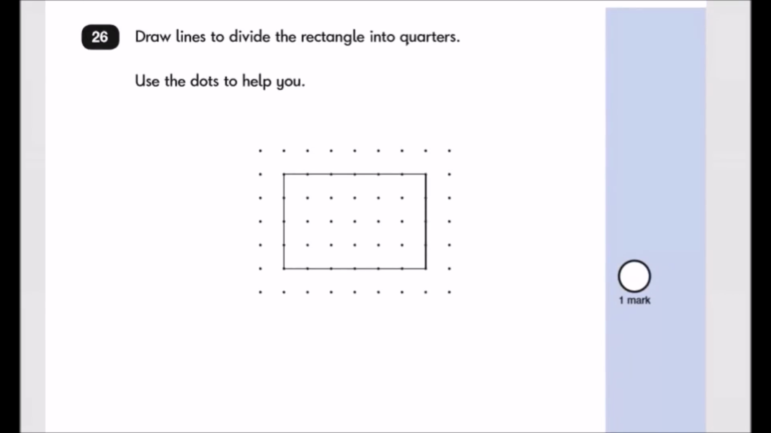Next one, 26. Draw lines to divide the rectangle into quarters. Okay, let's have a go. So how to do this in quarters? Well, you can pick any way. You can do it diagonally, you can do a cross. So it says draw lines in any way. I would look carefully and do it exactly halfway. So make sure you have a ruler.